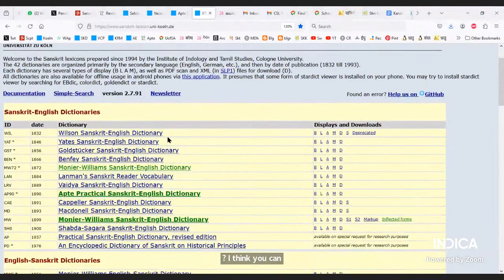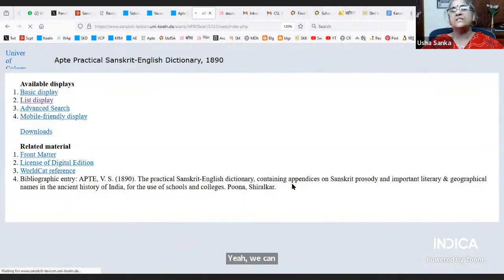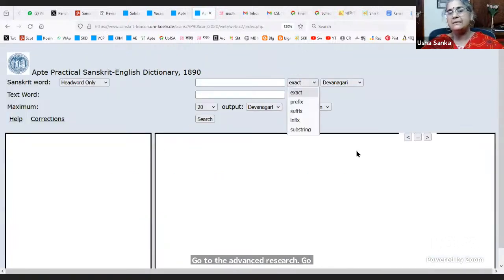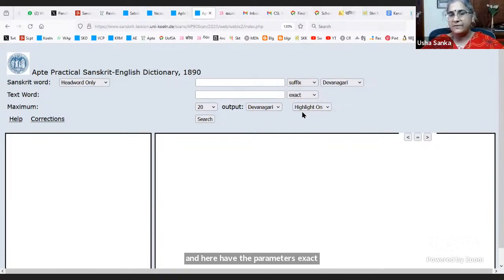Yeah, we can. So these are Sanskrit to English dictionaries. After the practical Sanskrit to English dictionary, just open it. Go to the advanced search, and here are the parameters: exact, prefix, suffix, infix, substring. So take a suffix. Then headword only, or headword or text. So we take headword only. We need headwords only, and for the text word we don't need anything.